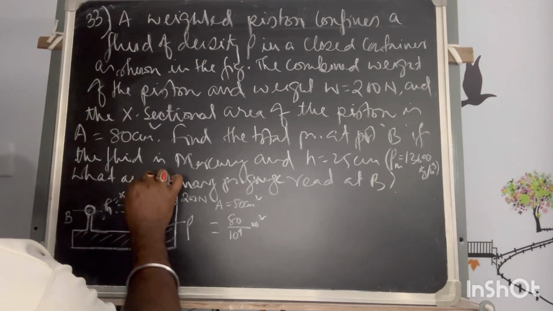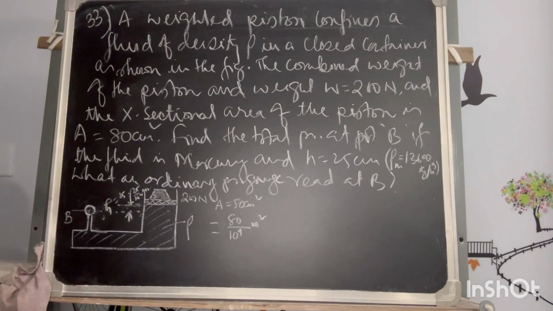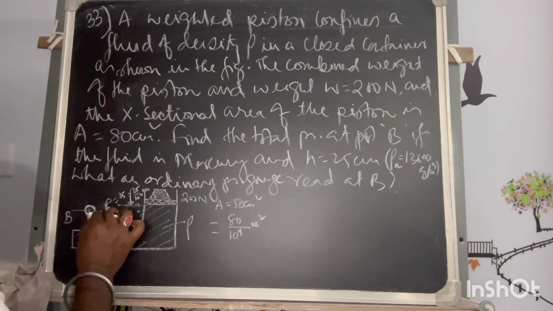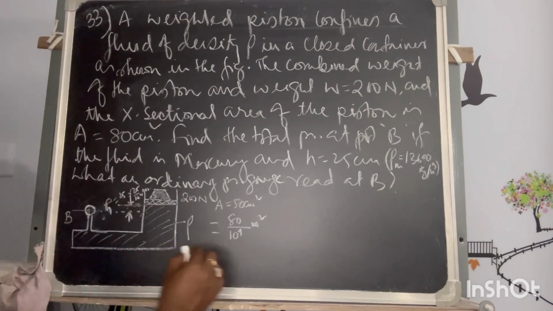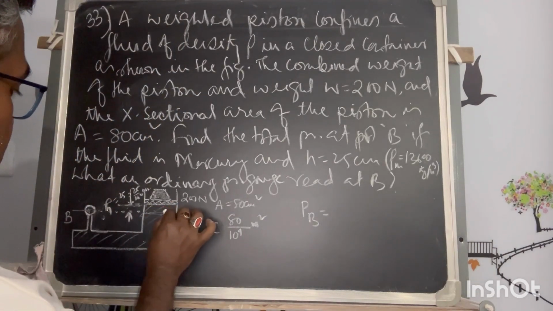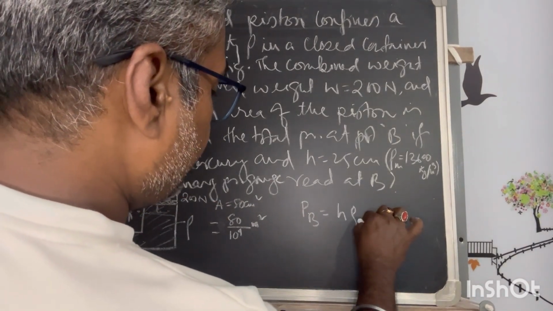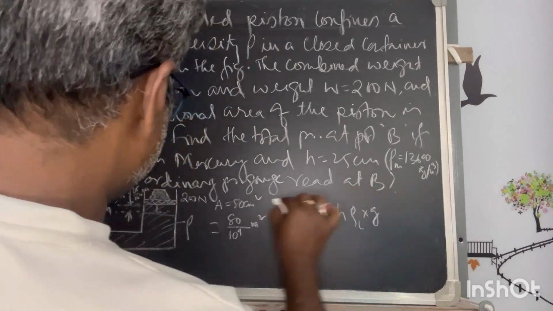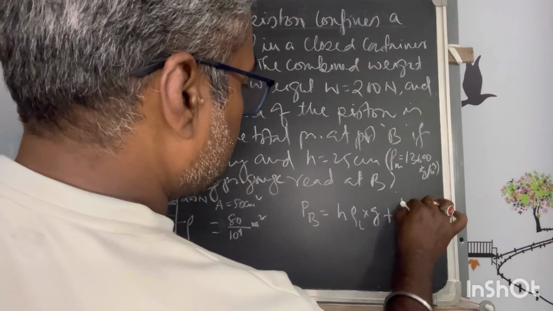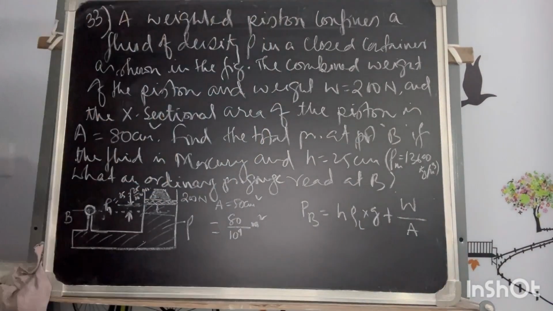That means this is 25 upon 10 square meter. Okay, and density is given. So the pressure here, because this is the same liquid, P of B, if I take, is the pressure due to this column, H into rho of the liquid into g, this much pressure, plus the weight of the piston divided by the area. This would be the equation.